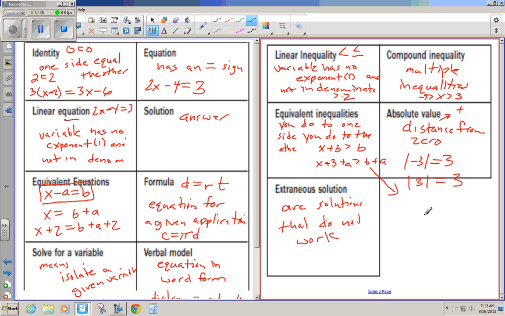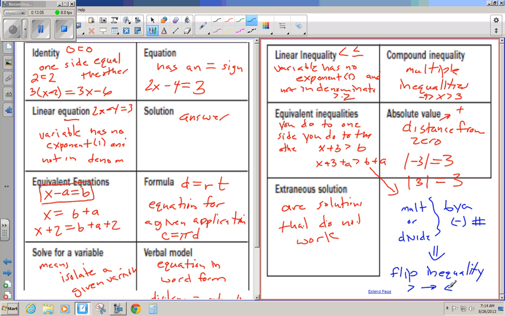All right, and one thing I'll say in the lesson later on is that with equivalent inequalities, if you multiply or divide by a negative number, you have to flip the inequality. That means if you multiply, a greater than will become a less than, and we'll talk about that a lot.